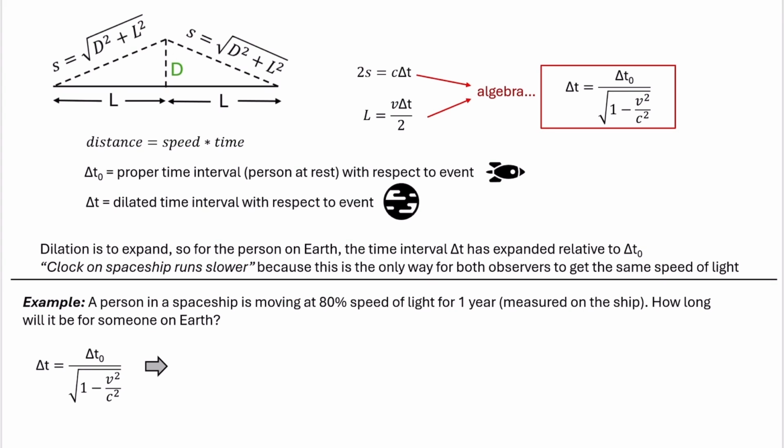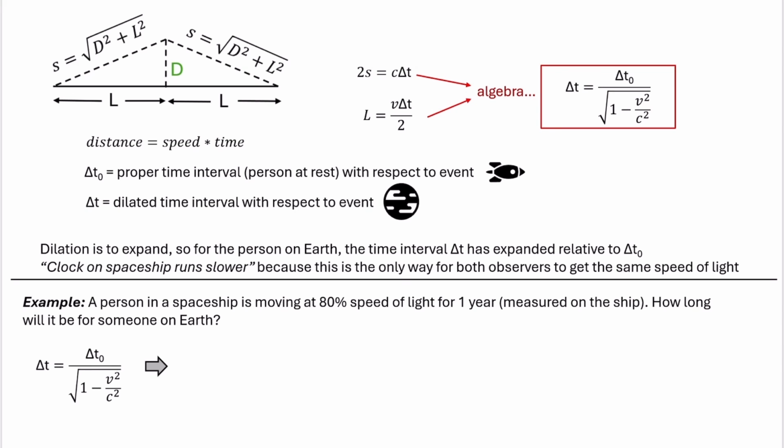Now, when you see these movies where they go off into space for, I don't know, a year and then come back to Earth and it's like 40, 50, 60, 100 years later, that's not really accurate. But it does work that way. So let's say a person in a spaceship is moving at 80% of the speed of light. And let's say they are doing that for a year. Let's say they're orbiting the Earth for a year. And that 1 year is measured on the spaceship. So how long will it be for someone on the Earth?